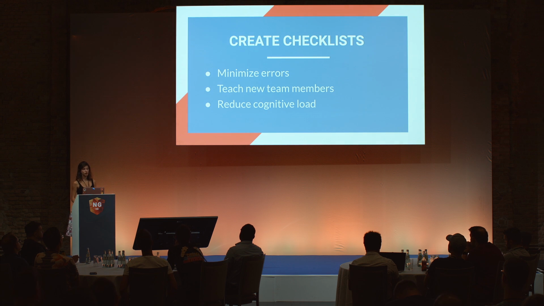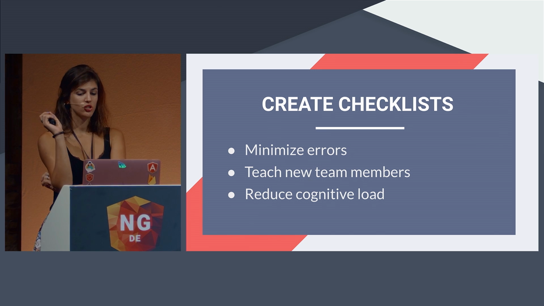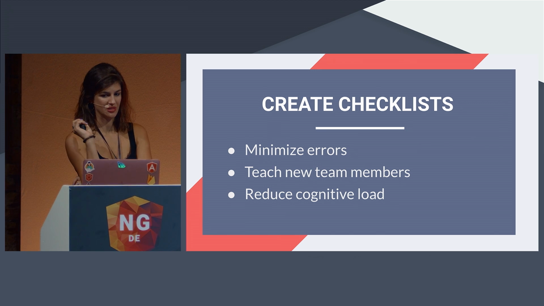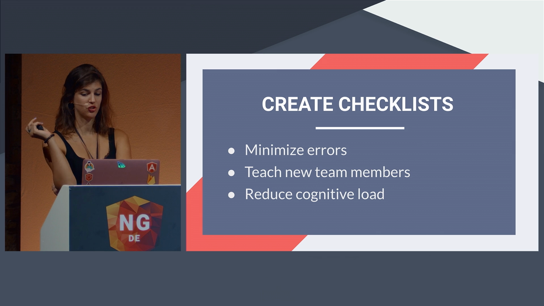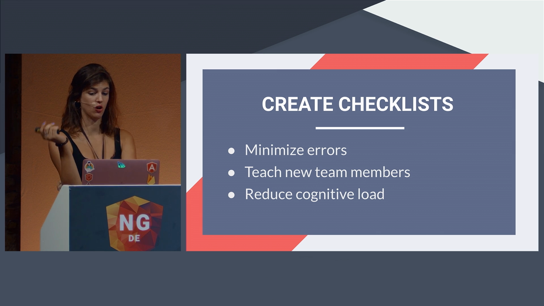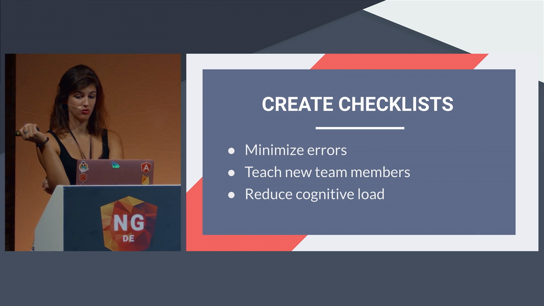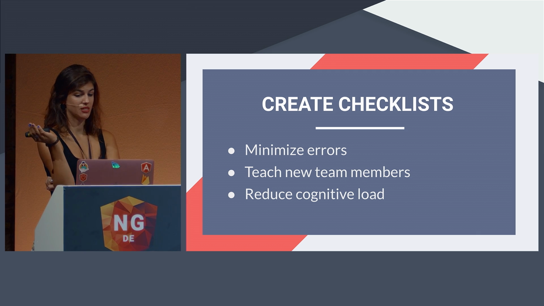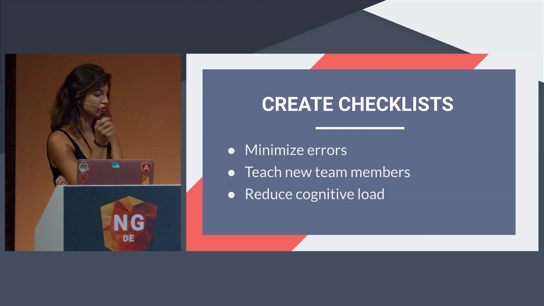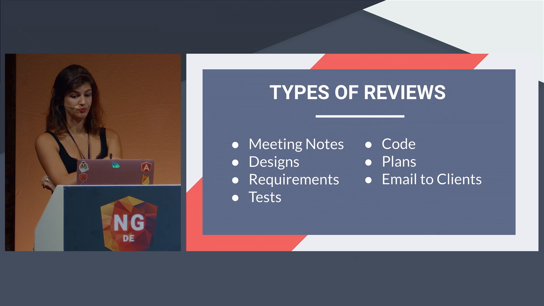Another easy way to add process into your teams is by creating checklists. These reduce the error-prone ways of humans. Checklists will also help junior developers and new team members know what to do. And as humans, we get busy and stressed out. Sometimes we forget things, we make mistakes. Checklists reduce that cognitive load.